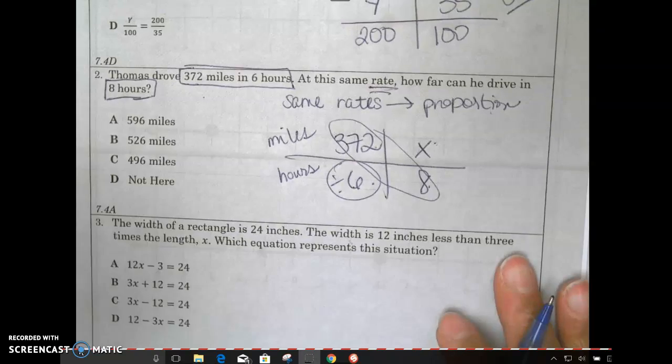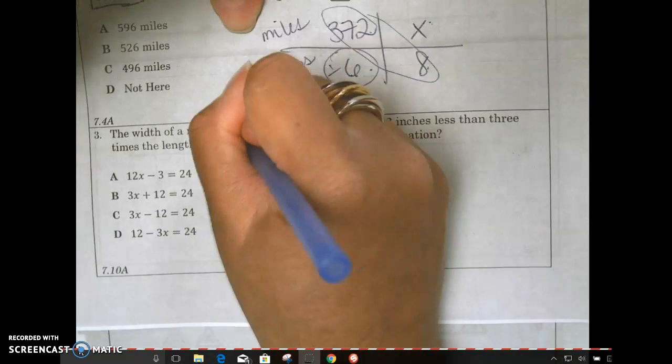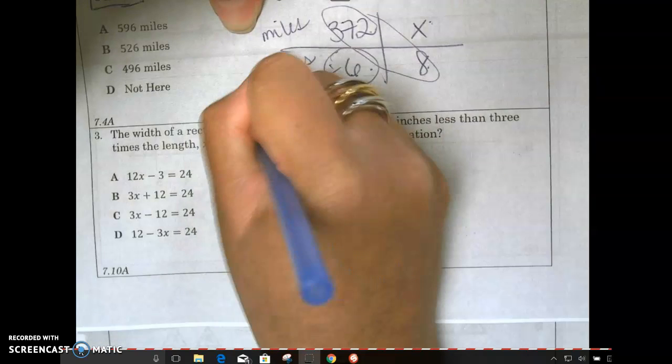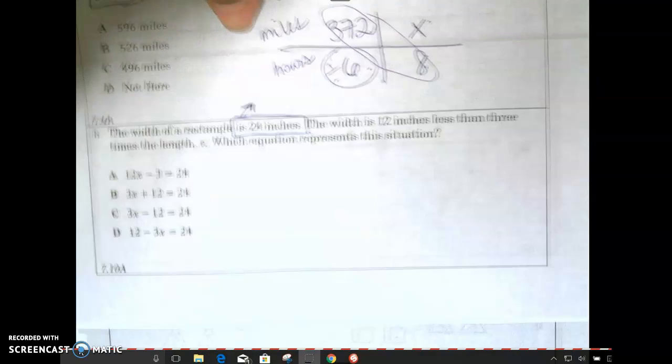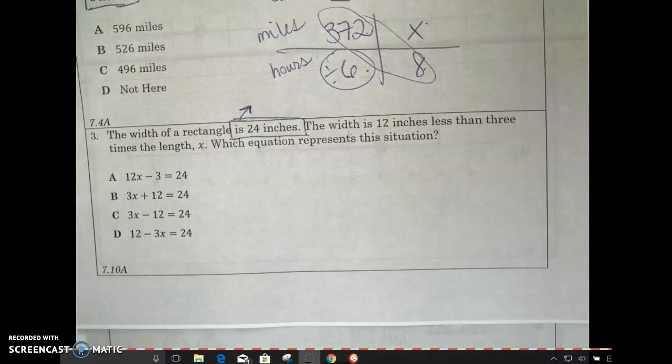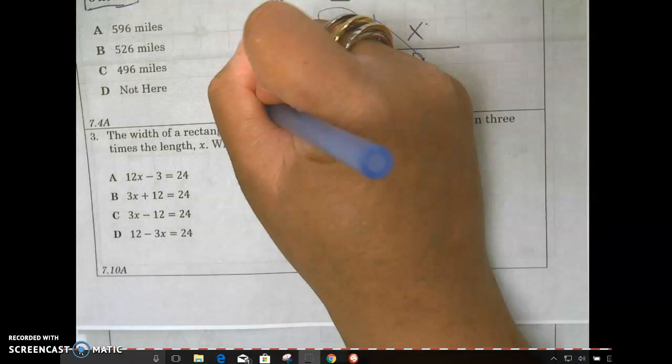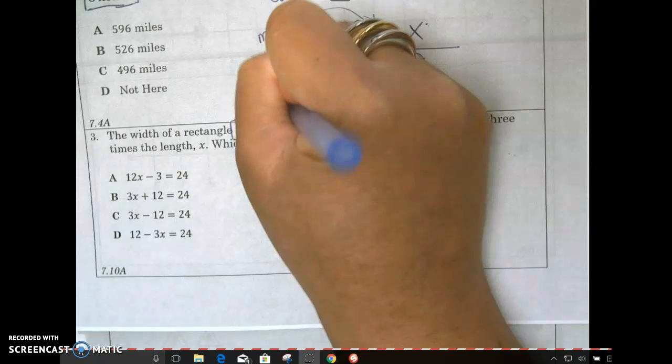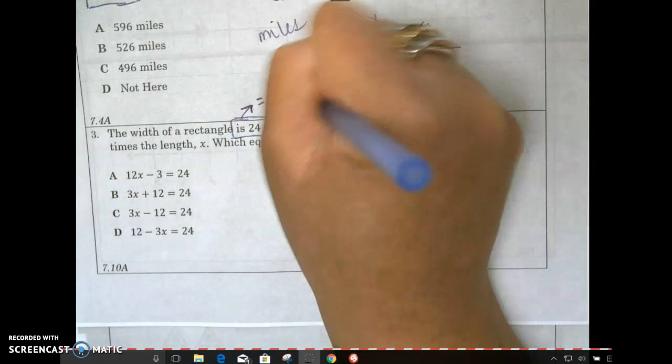Okay, the next one, number 3. The width of a rectangle is 24 inches. What does the word is mean? It's not an operation, it's just a symbol. It has to do with an equation. All equations have a what? Equal sign. Is means equals. W equals 24.